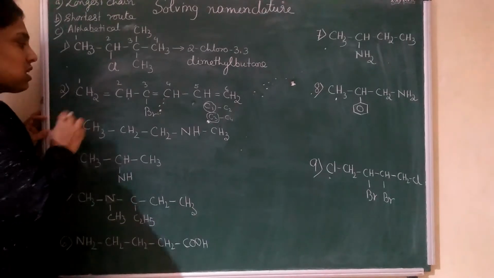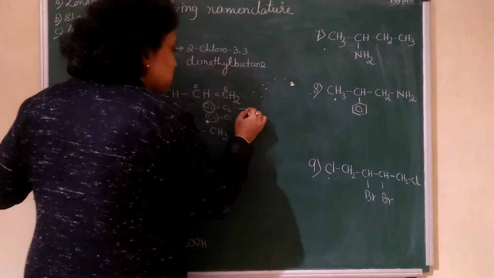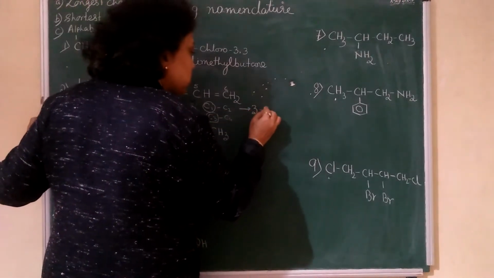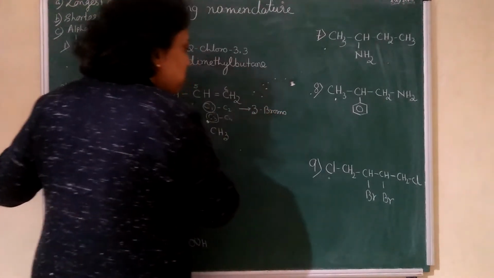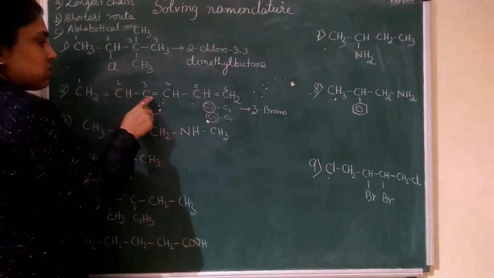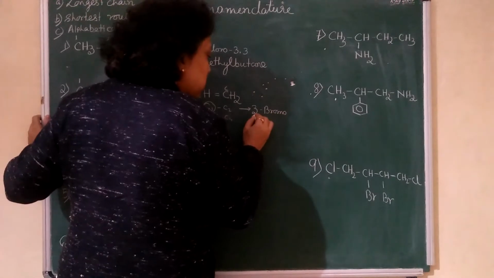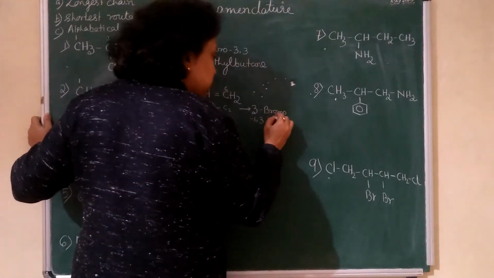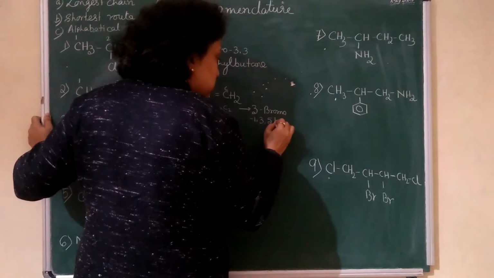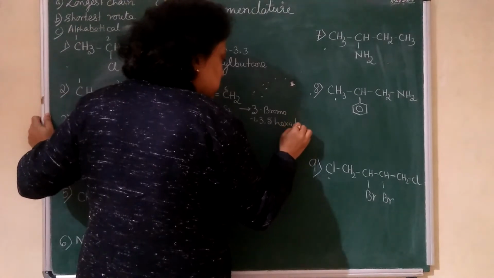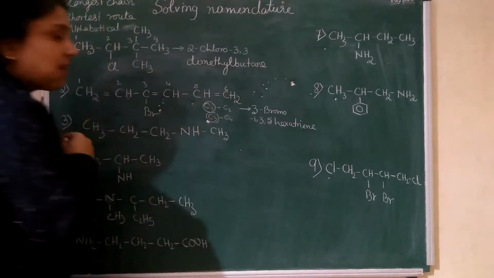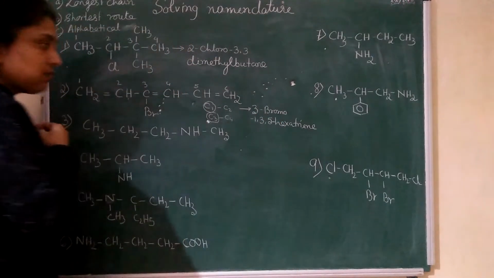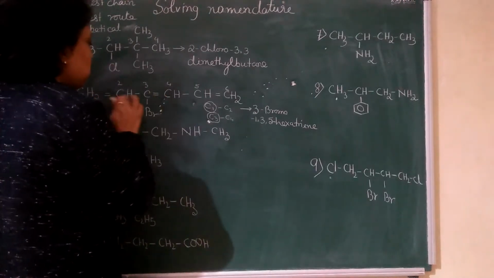So what will be the nomenclature for this? Write it down. How many carbons? 6, so it is hex. So 3-bromo, then the positions are 1, 3 and 5. The prefix will be tri because it is 3 times. So it is 3-bromo-1,3,5-hexatriene. Understood? We have to give the numbering to the position of the double bond.